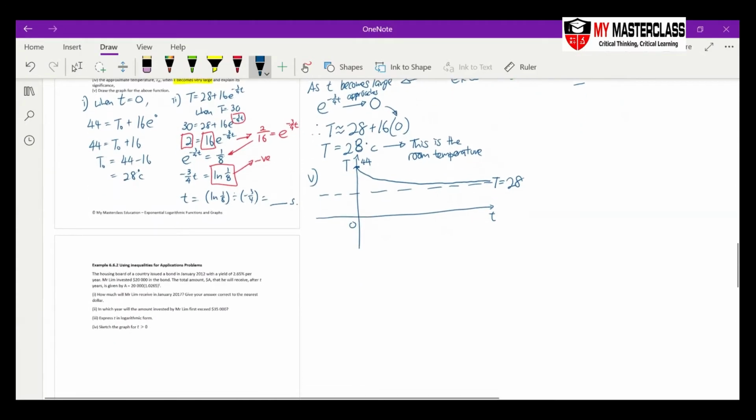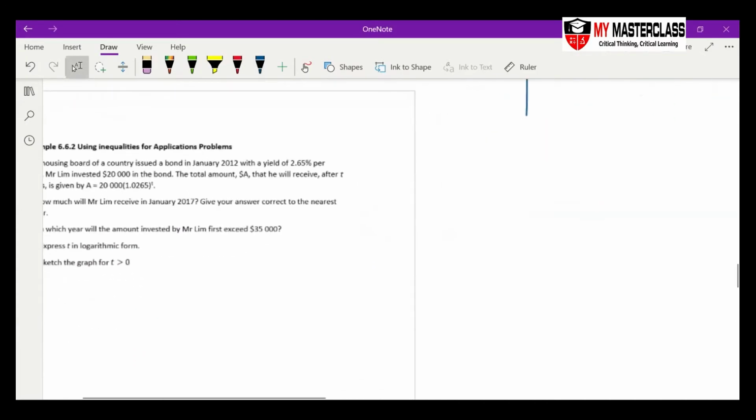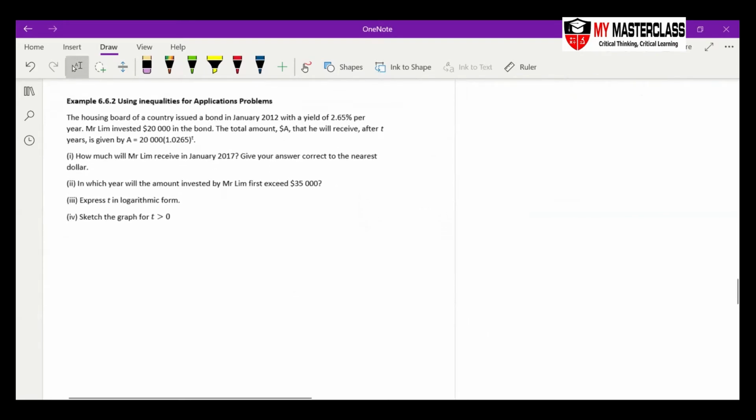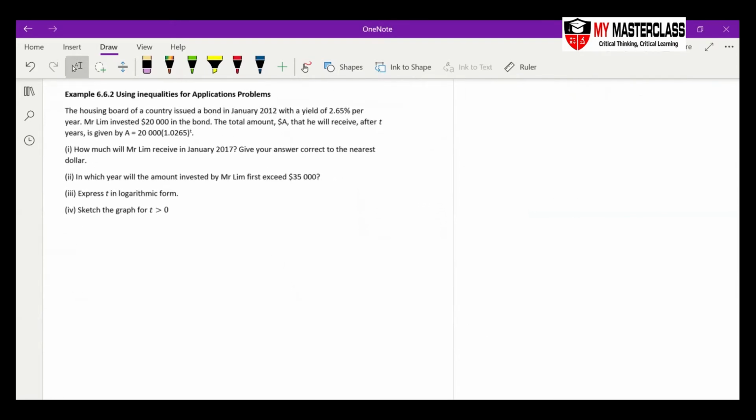One last example. This is also a very classic example. The housing board of a country bond, so usually they will tell you a story, give you a yield of 2.65%. He invested in a bond, he will receive. This one is actually the formula for compound interest.